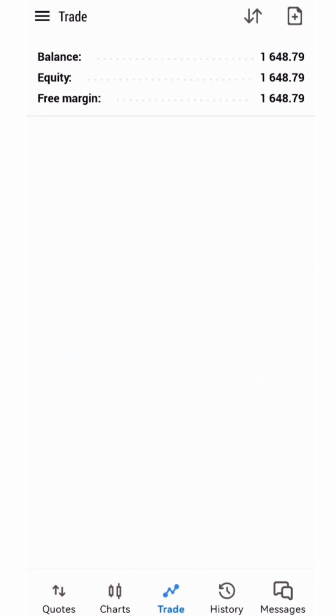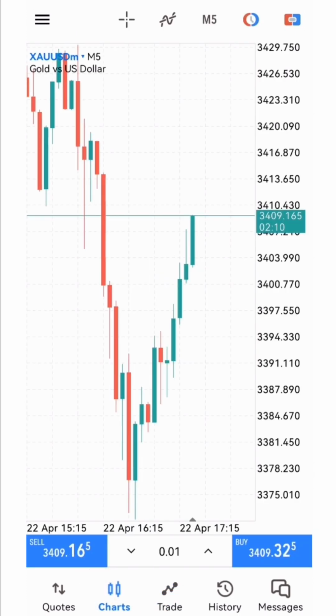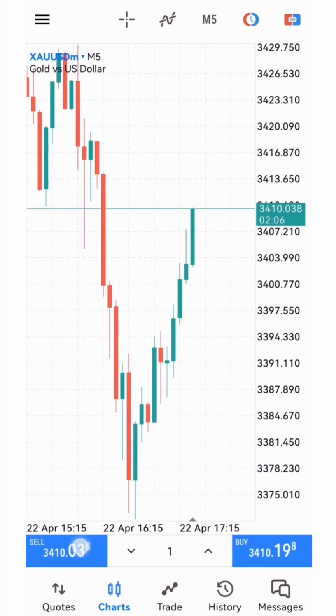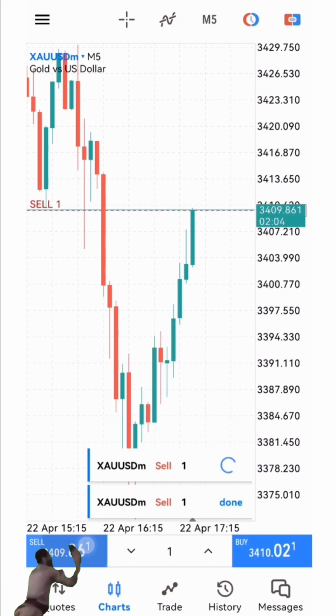Now you can see our total balance is $1,648 total balance. Now you can see we will make more trades using this balance. The balance is very big. We started this account with a small balance. Now you can see we will make more trades using this balance.